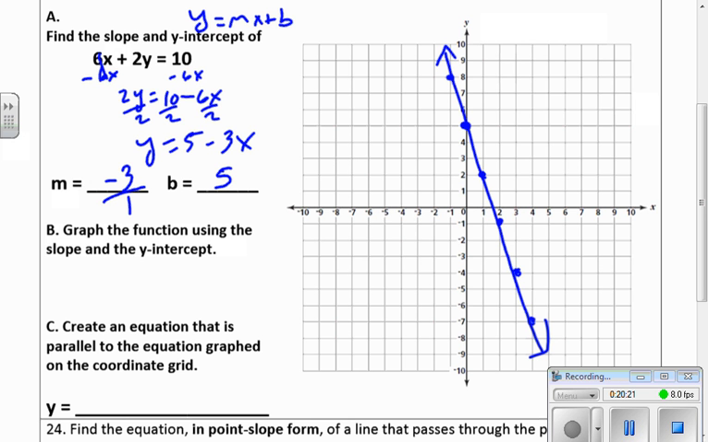Part C, create an equation that's parallel to that. If you check your summary sheets, if you check your notes, you'll see parallel lines have the same slope. So you just need to write the equation of a line that has a slope of negative 3. So y equals negative 3x, that works. Y equals negative 3x plus 10, that works. As long as the slope is negative 3 and the y-intercept is anything other than 5, you're fine.